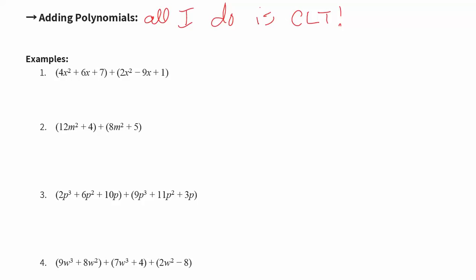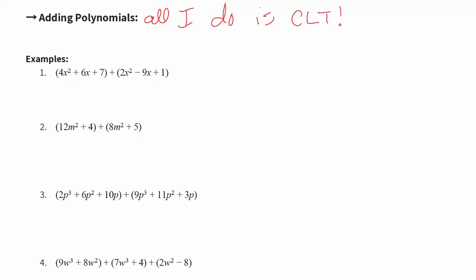All I'm doing with adding polynomials is combining like terms. I can only add the terms that are alike. I can't add x with y. I can't add x squared with x because they are not alike. Remember, we talked about it being like a McDonald's. You can't combine a small French fry with a large French fry. It doesn't work that way.